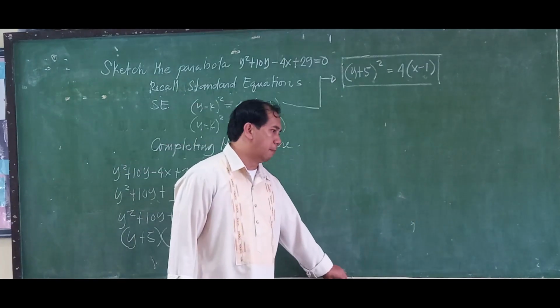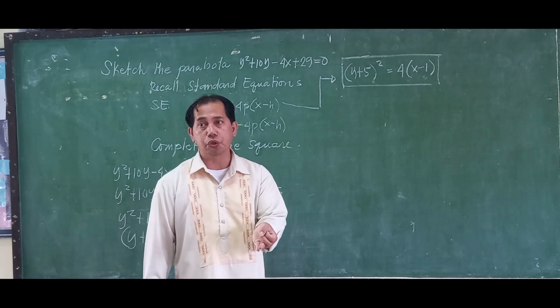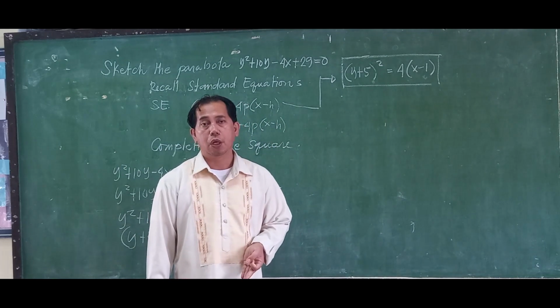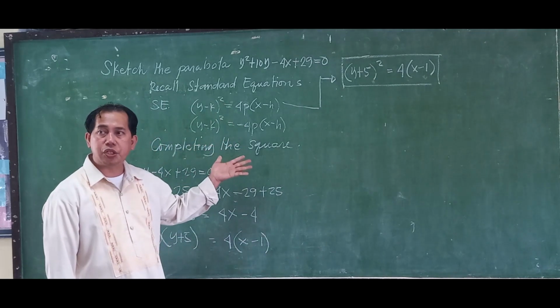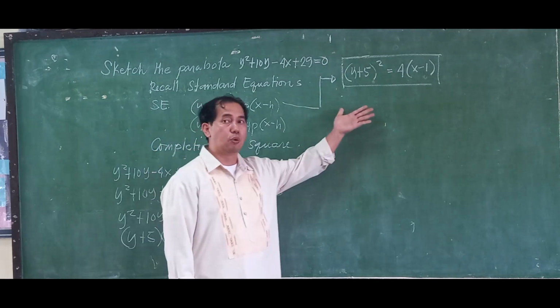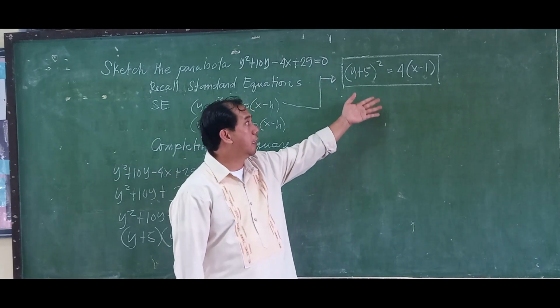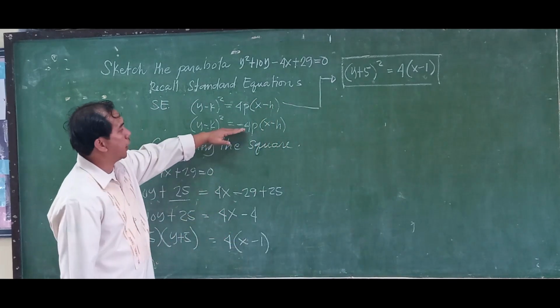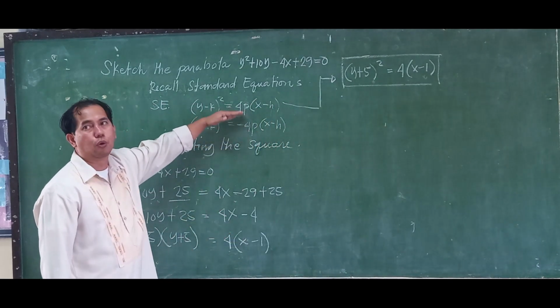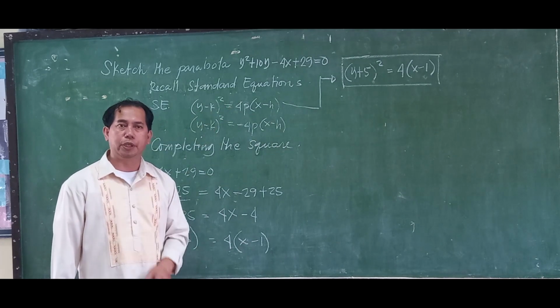So what is the very first thing that we're going to get? The vertex, the focus, the value of p. We already know that the parabola is a horizontal parabola. So where is the opening? To the right, to the left? To the right. Why? That is positive. That is the reason why I included this one for you to figure out where the standard equation that you will be using is.